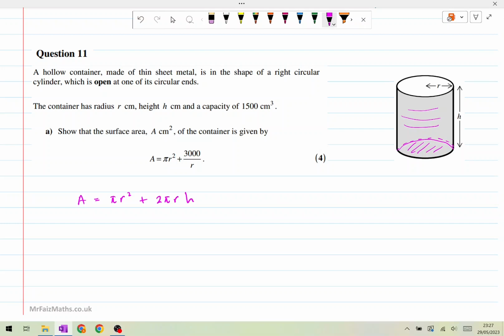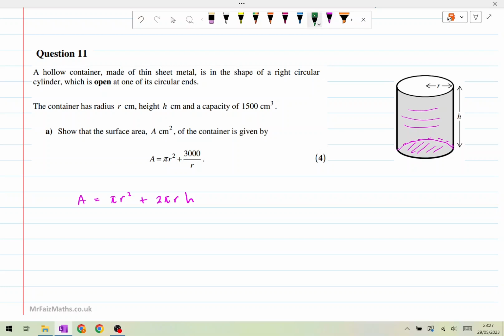Now the formula that we are asked to show that the surface area is, now this one clearly does not have the h term. So we do have the pi r squared, which we have here, but we need to somehow show some way to get rid of this h term.